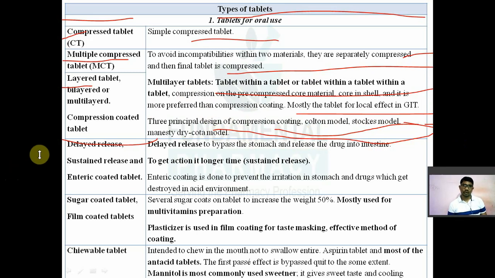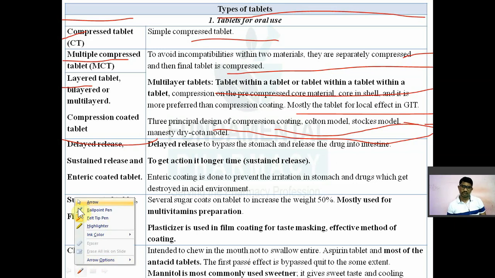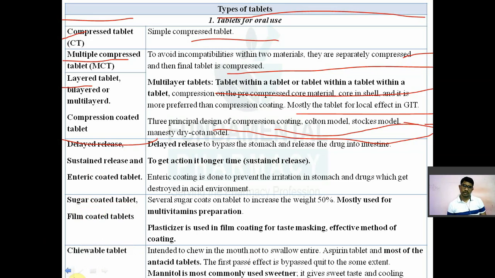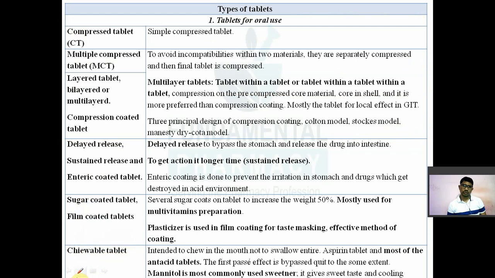Now the next part is the delayed release or sustained release and enteric coated tablet. There is a little bit of difference in these terms. What is meant by delayed release? What do you mean by sustained release? What do you mean by enteric coated? So I will explain this.